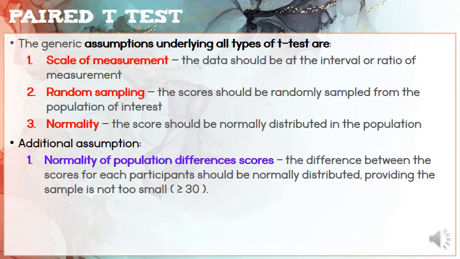The generic assumption underlying all type of t-tests are scale of measurement should be at least interval, random sampling where the score should be randomly sampled from the population of interest, and normality, where the score should be normally distributed in the population. One additional assumption is normality of population differences scores. The difference between the scores for each participant should be normally distributed, providing the sample is not too small.